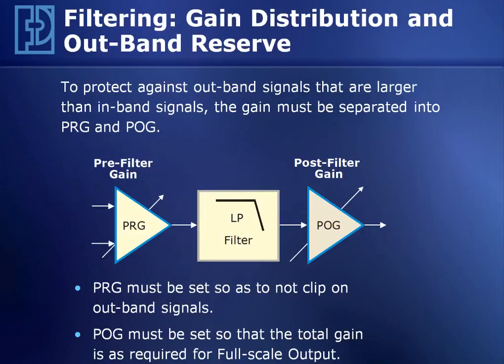So to summarize, to protect against outband signals that are larger than in-band signals, you must have the gain separated into pre-filter gain and post-filter gain around the filter. We'll set the pre-filter gain so as not to clip on the outband energy plus in-band energy. We'll filter out that outband energy with the low-pass filter and gain up the rest of the way with the post-gain so that we reach our required full-scale signal output.